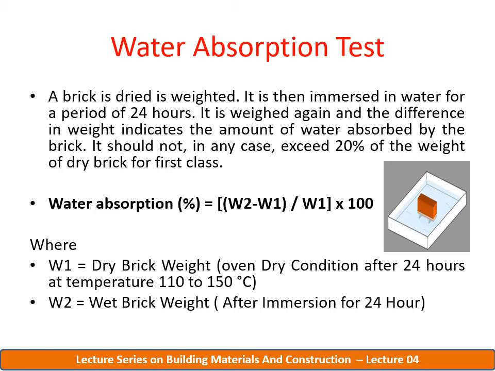Here is the formula used for calculating the water absorption in terms of percentage: (W2 minus W1) divided by W1, into 100. Here W1 indicates the dry weight of the brick, that is the oven dry condition after 24 hours at a temperature of 110 to 150 degrees centigrade. W2 is the wet weight of the brick after immersion for 24 hours.